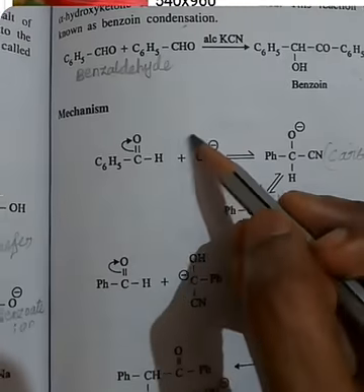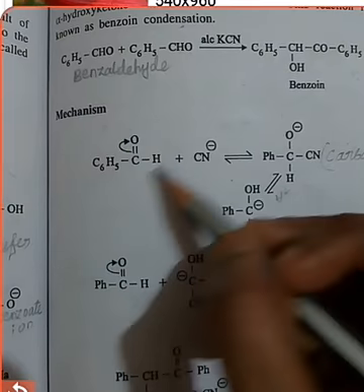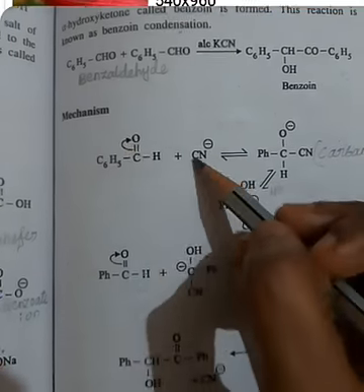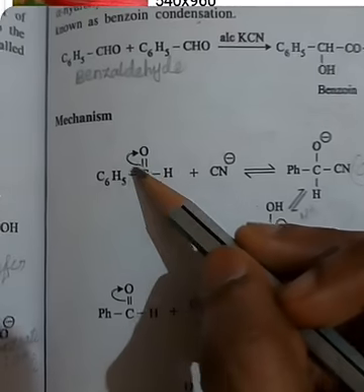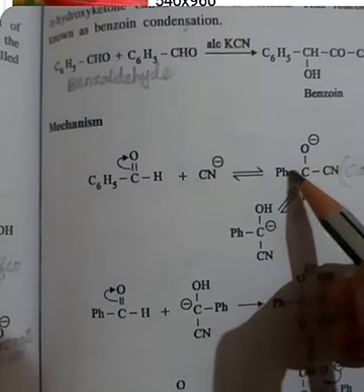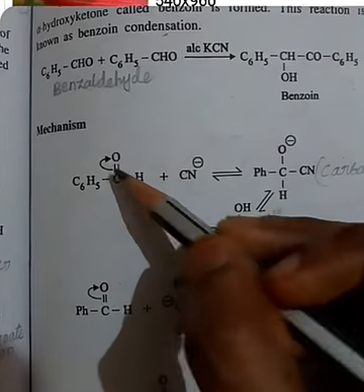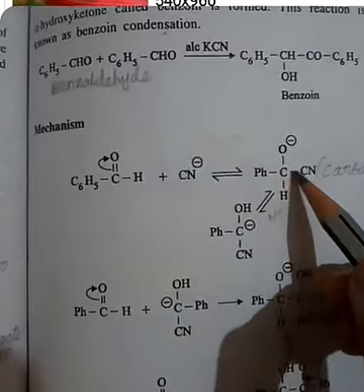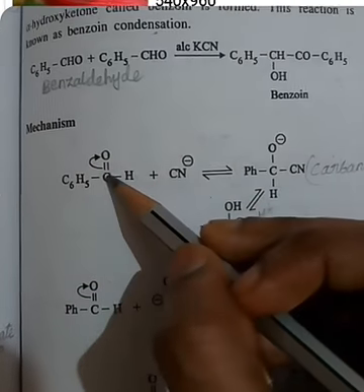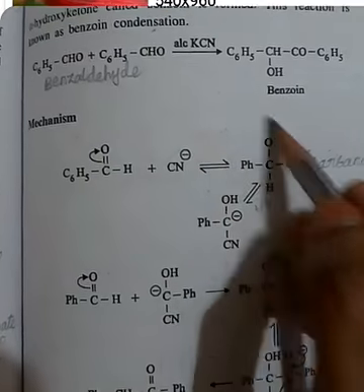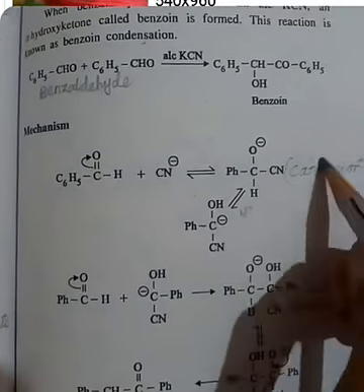In benzaldehyde, by adding CN minus, the double bond breaks and becomes a single bond. So C6H5 with a single bond to O minus, and CN is directly attacked here because the carbon contains a positive charge, and H goes here, forming an intermediate, a carbanion or nucleophile.